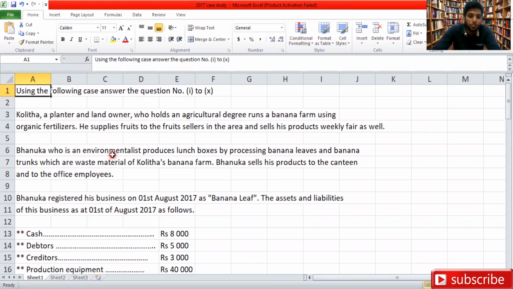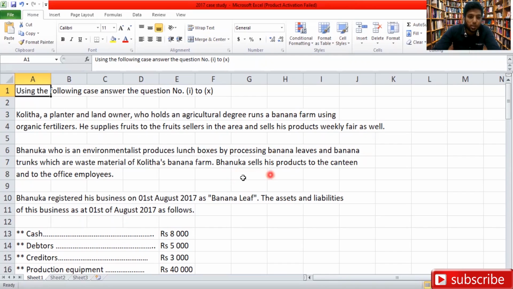So let's move on to the question. It says: use the following case and answer questions 1 to X. Kolita, a landowner who owns an agricultural degree, runs a banana farm using organic fertilizers. He supplies fruits to fruit sellers in the area and sells his product weekly via the fair as well. Then another person, Banuka, an environmentalist, produces lunch boxes by processing banana leaves and banana trunks, which are waste material of Kolita's banana farm. From Kolita's banana farm's waste material, he is producing lunch boxes with those waste ingredients.